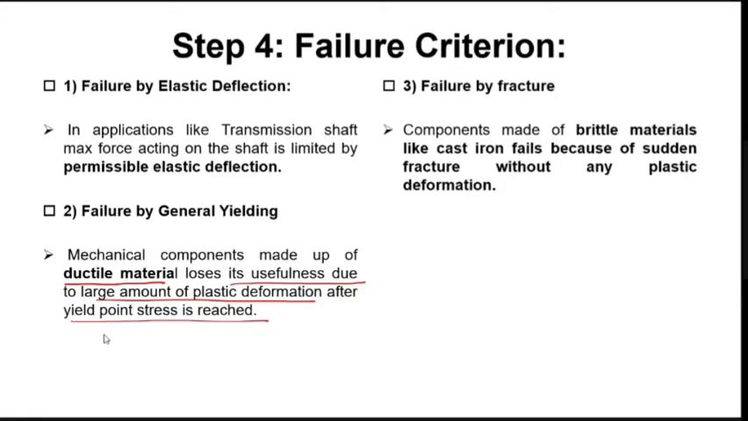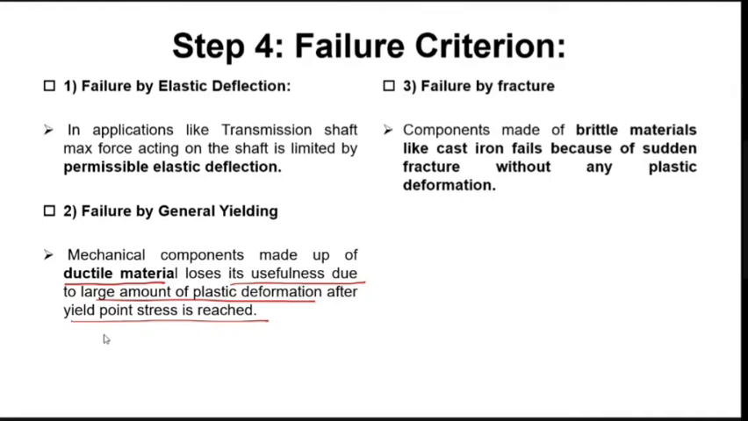Let us say you are designing a transmission shaft. In your mind, you know that elastic deflection is the failure criterion, so you will design accordingly. For a ductile material, let us say a knuckle joint or cotter joint, general yielding is the criterion, so you will design on the basis of the yield stress, because failure is due to general yielding.